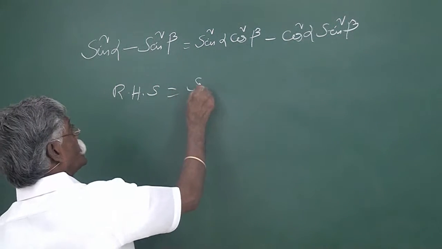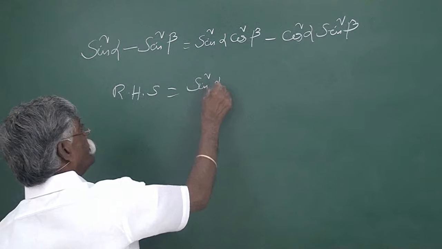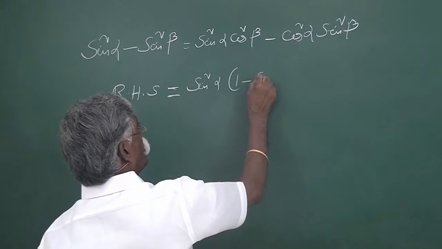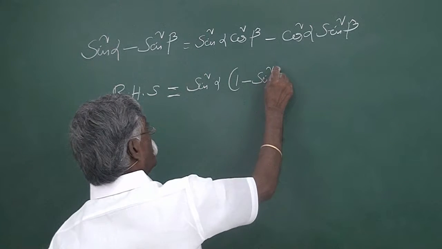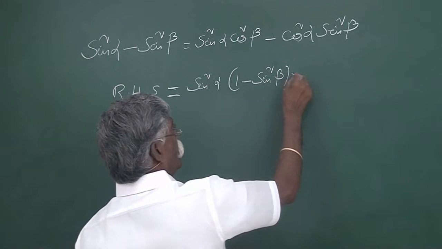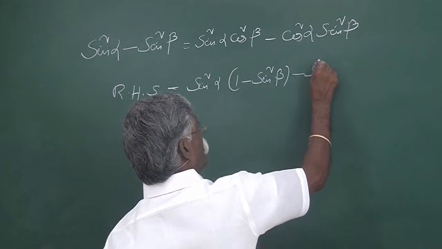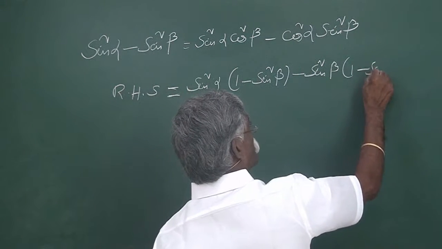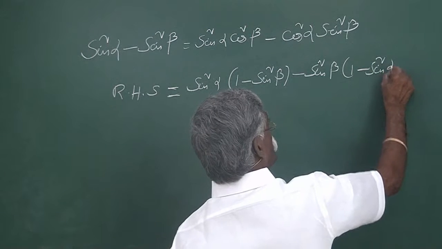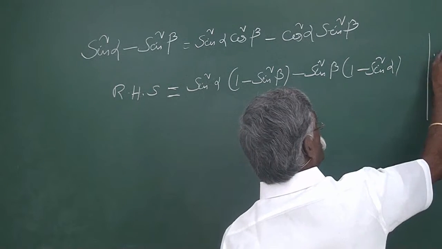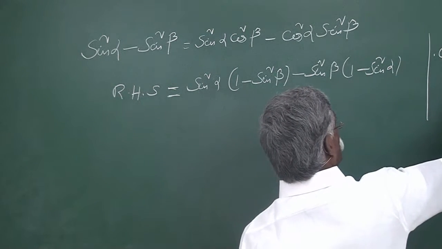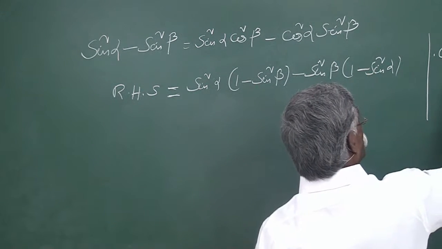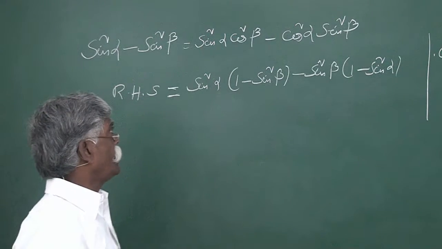equal to, this is sine square alpha. Cos square beta can be written as 1 minus sine square beta, and this sine square beta will write in the beginning, and this cos square alpha can be written as 1 minus sine square alpha, since we know that cos square theta plus sine square theta is equal to 1. This is the formula which we are using here.